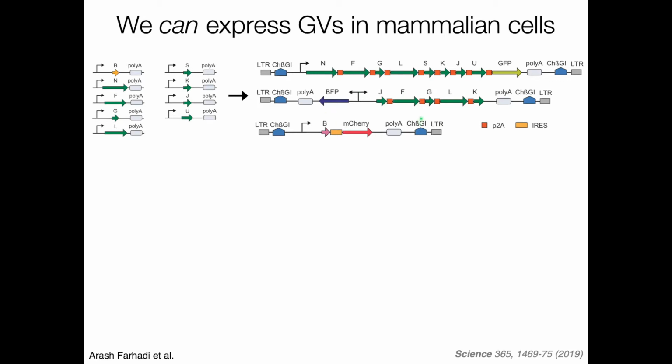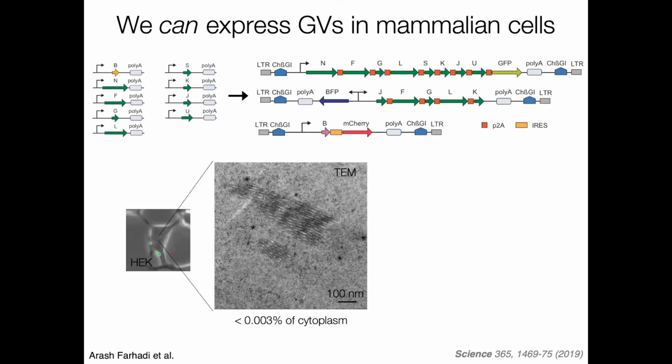But the key is that now we have this genetic program that we can put into the genome of mammalian cells, like HEK cells here, and they start to form gas vesicles. So this is a thin section TEM image through a mammalian cell where you see these little bushels of gas vesicles forming inside the cell. And more importantly, this allows us now to watch gene expression in these cells with ultrasound.